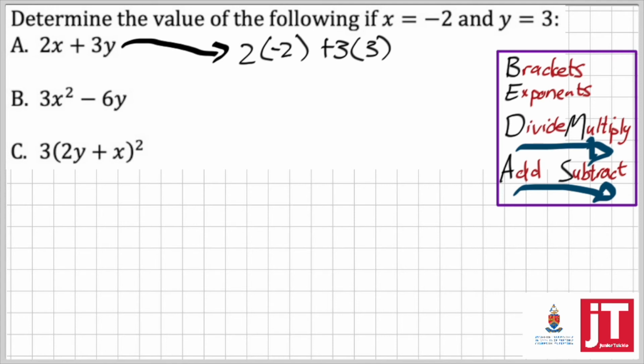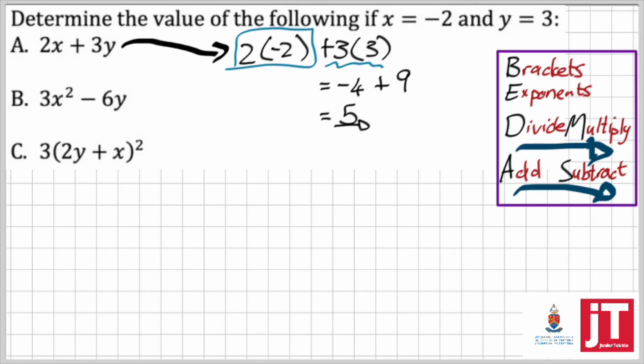So I'm going to first handle my bracket. So I'm going to multiply out. 2 times -2 is -4. 3 times 3 is 9. Then I can go to add and subtract. So -4 plus 9 gives me 5.